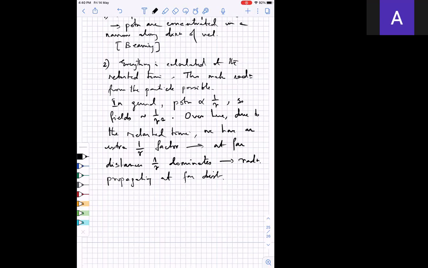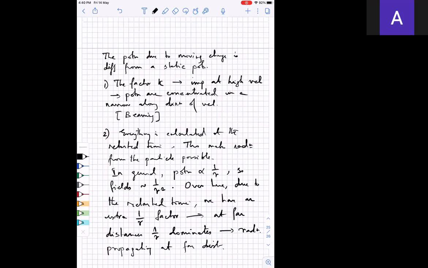Now, yeah. So these are two very important points. As you can see, just because you have moving charges, two things have come. One is the fact that there is a 1 by r factor dominating the potential at large distances, and the fact that if you have high velocities, then your fluxes are in a cone along the velocities.